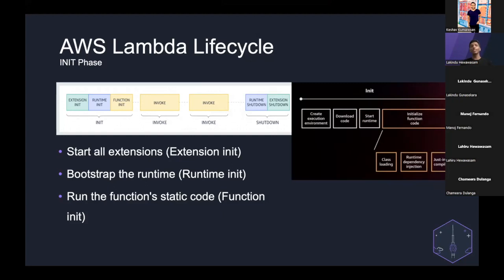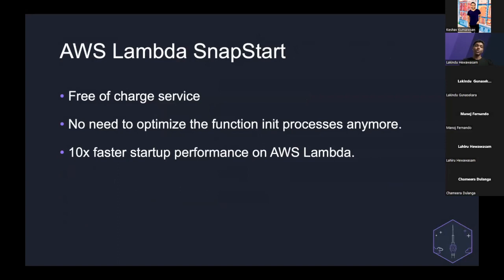So this is why AWS stepped in and we are giving you this service called SnapStart, which is going to bring down your cold start duration to less than 2 seconds in Java. Yeah, 2 seconds. That's correct. So SnapStart is a free of charge service that's bundled onto Lambda itself. And what it aims to do is optimize your function initialization process and bring up to 10 times faster startup performance on AWS Lambda.